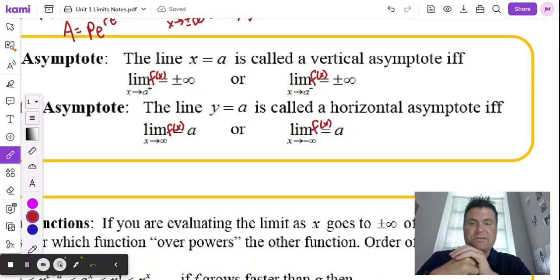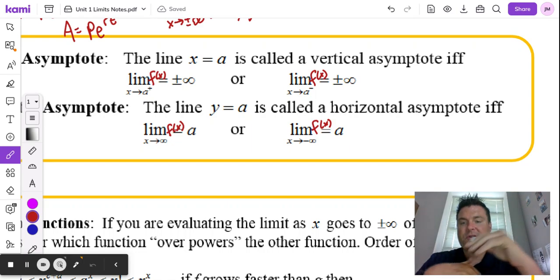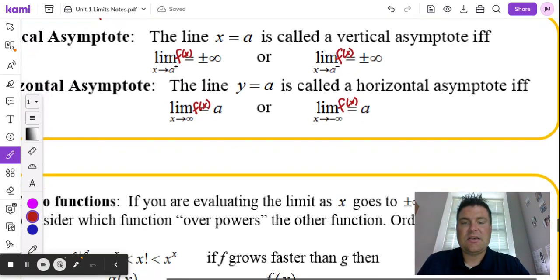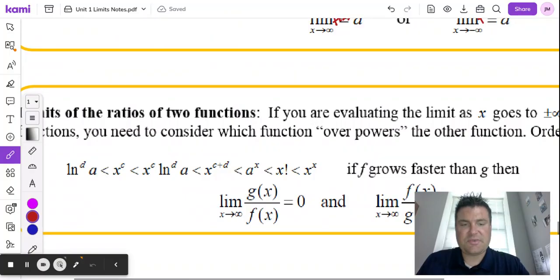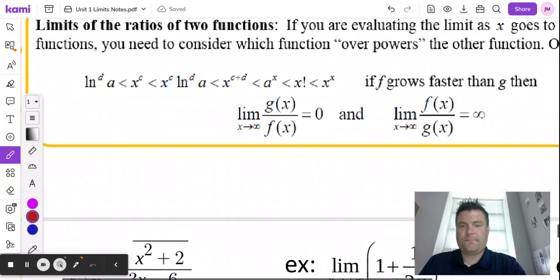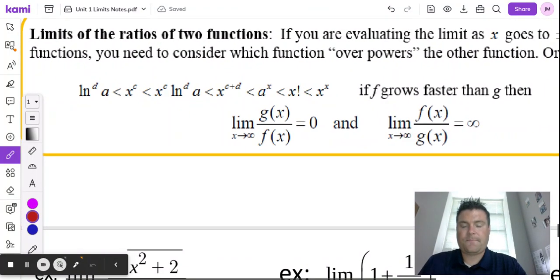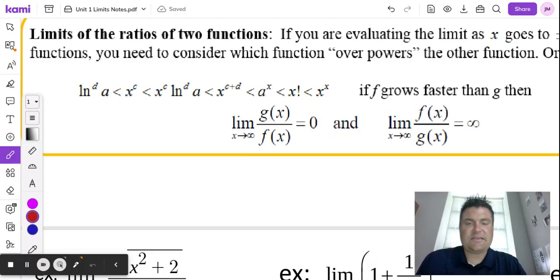And for horizontal, same thing. You just need to prove one side if it equals a. But sometimes it's worth checking to go to negative infinity just in case there is a second horizontal asymptote. Limits of ratios of 2 functions can be written as the limit as x goes to infinity or negative infinity of g of x over f of x.